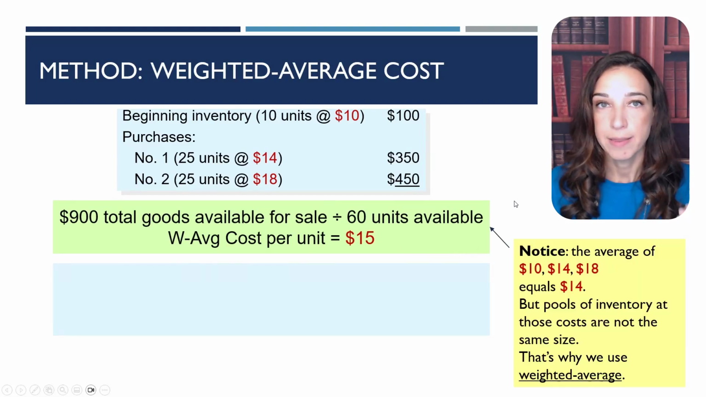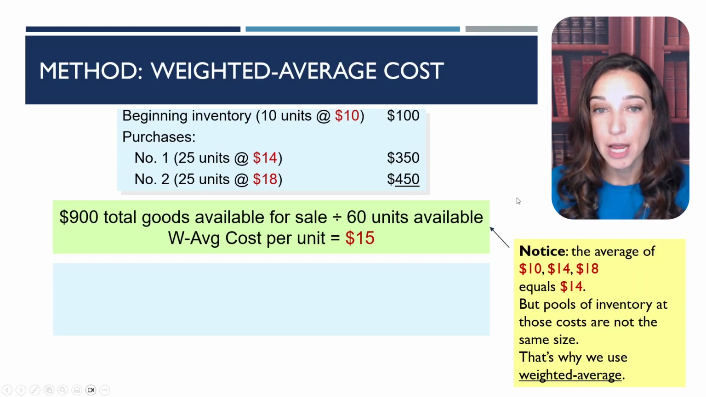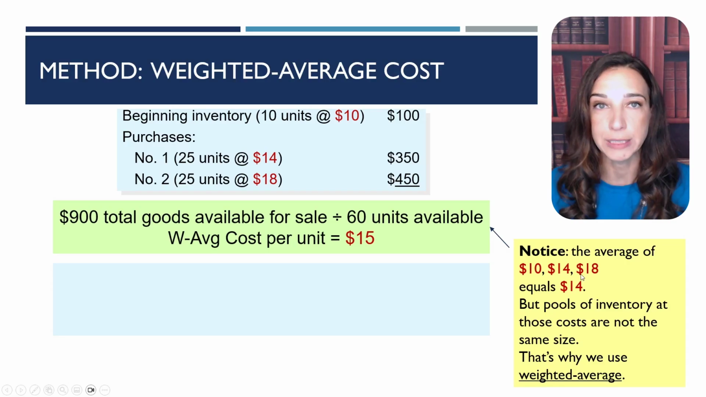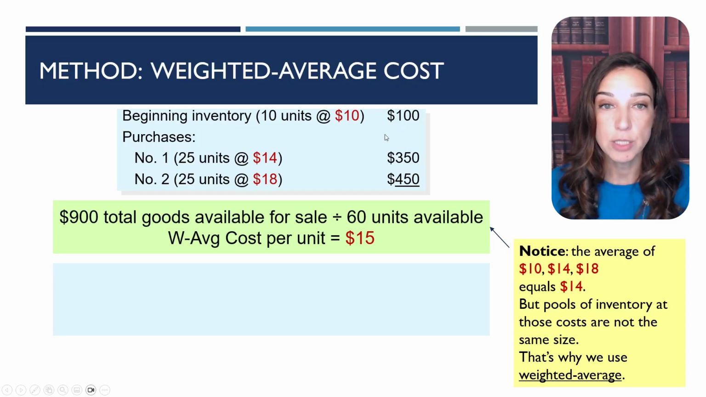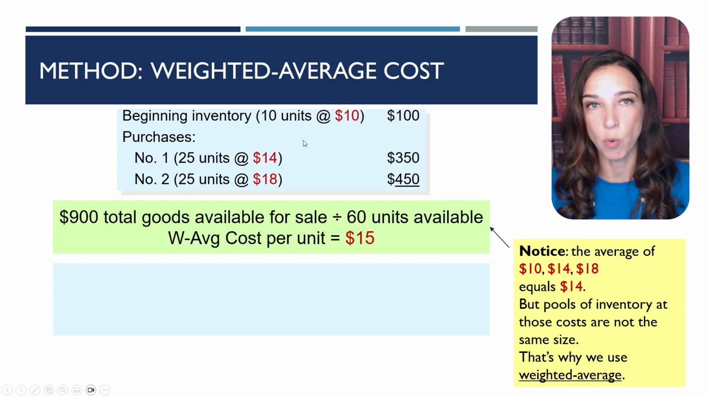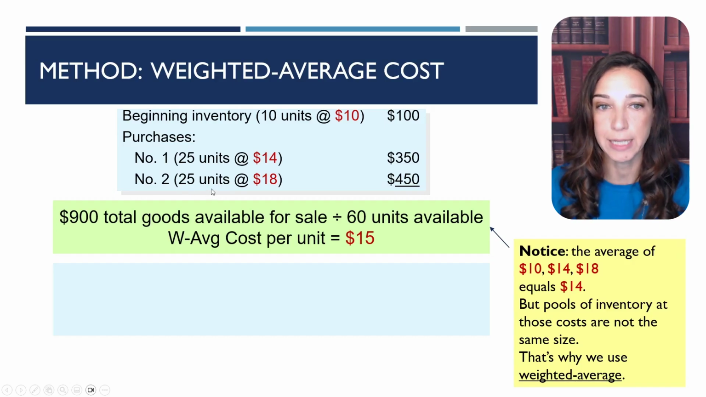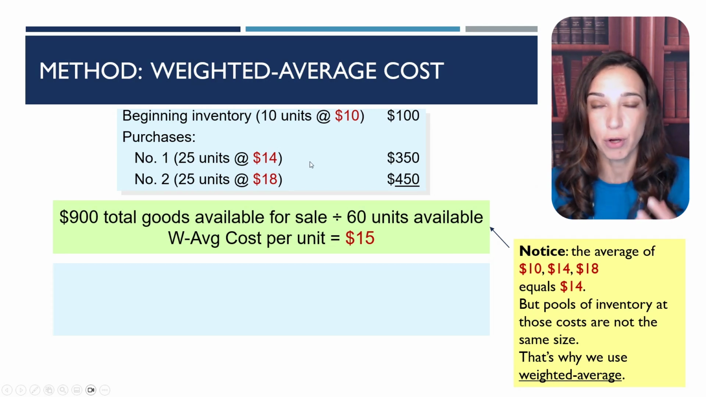and our weighted average comes out to be $15 per unit. Thinking back to our kindergartners, notice that the $15 is not actually just the arithmetic mean of the numbers 10, 14, and 18. And that's because the pools are not of equal size. We only have 10 units which are at the cheaper $10 per unit price, but we have more units at the more expensive price, 25 at 14 and 25 at 18.